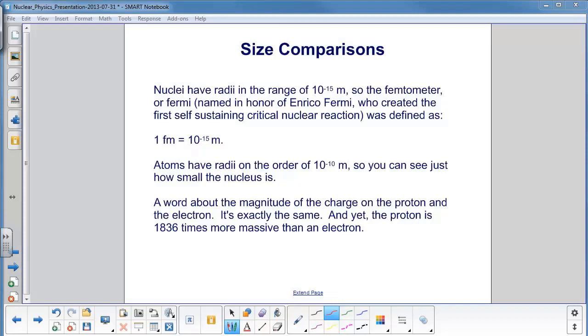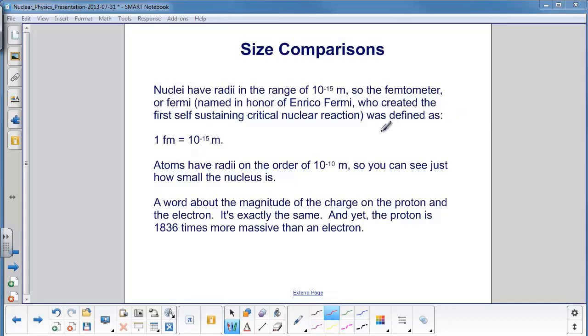So physicists are always looking to name things after other physicists. So when you deal with nuclei, there's a term called the femtometer, which was named in honor of Enrico Fermi. It's also called the Fermi. And it's equal to 10 to the minus 15th meters. And Enrico Fermi is very famous for constructing the first self-sustaining critical nuclear reaction, and he did it in Chicago.